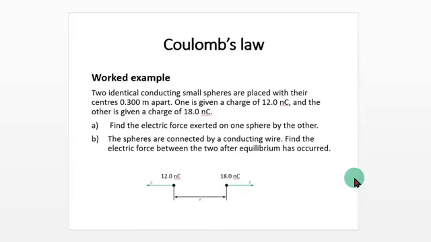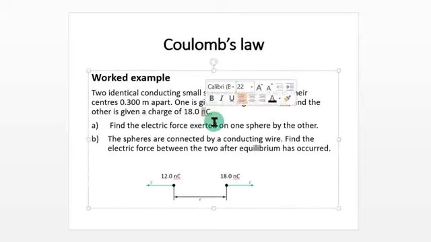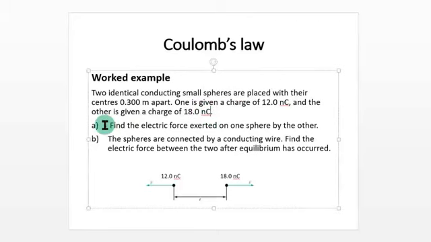Let's take an example. Two identical conducting small spheres are placed with their centers 0.300 meters apart. One is given a charge of 12 nanocoulomb, and the other is given a charge of 18 nanocoulomb. Please, this N is nano. Nanocoulomb is a multiplier. You can read about that. There are two questions for this preamble. Find the electric force exerted on one sphere by the other.